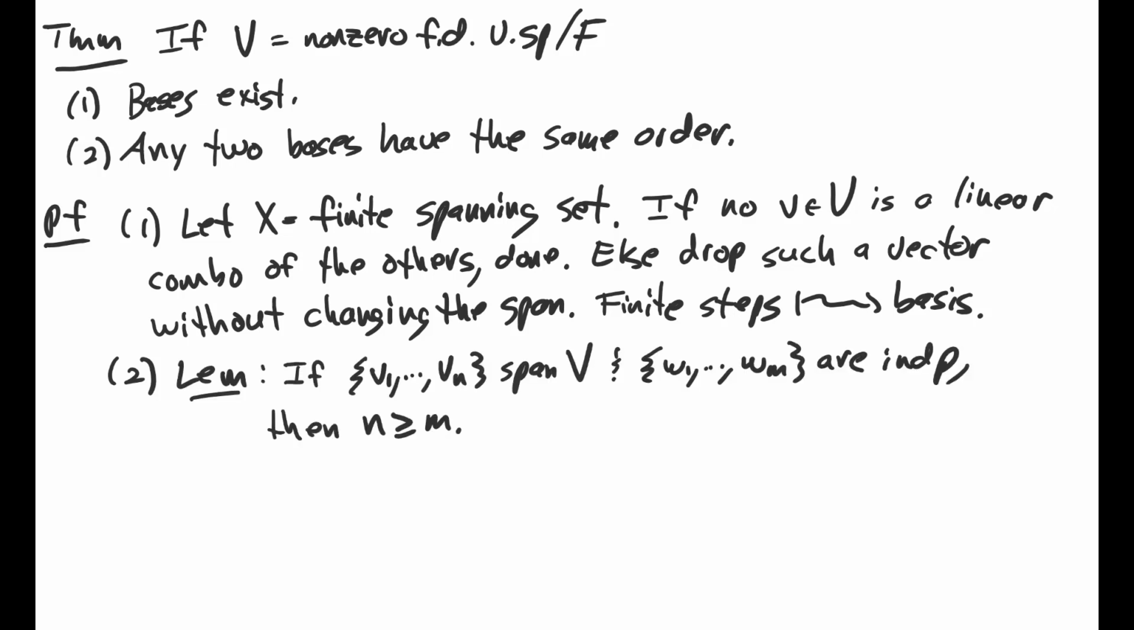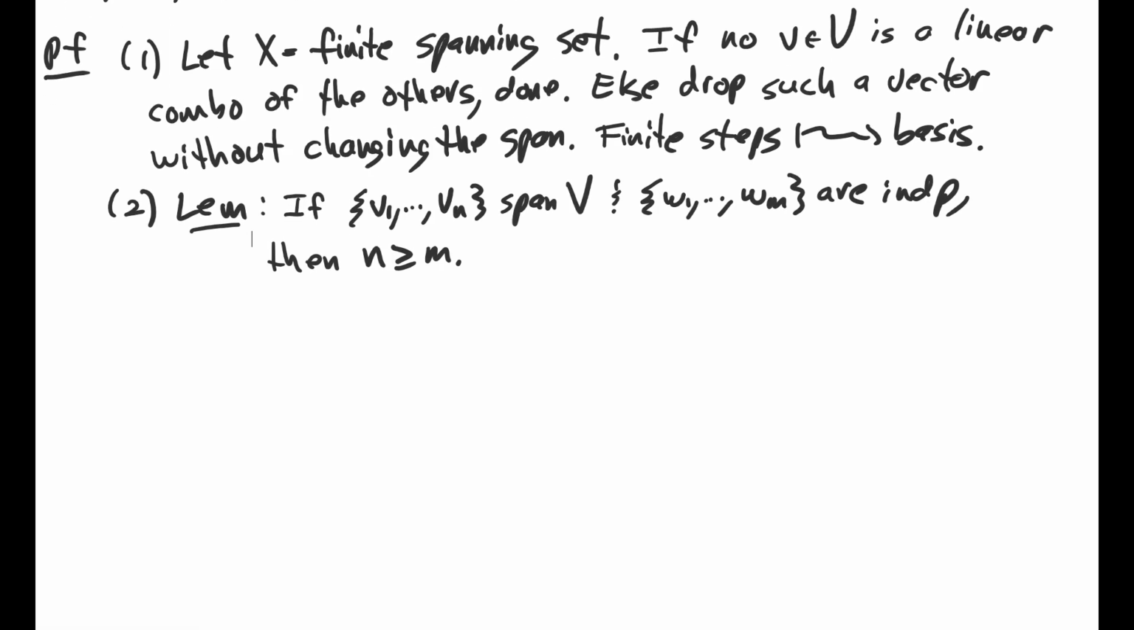Here's the lemma. So the lemma is that if you have a spanning set with n vectors, v1 through vn, and an independent set with possibly different vectors, w1 to wm, that are independent, then the number of things in the spanning set has to be at least as big as the number of things in the independent set. In other words, n is greater than or equal to m.